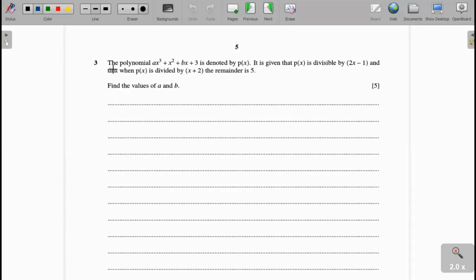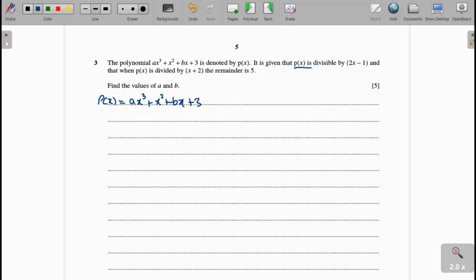Question 3. The polynomial ax cubed plus x squared plus bx plus 3 is denoted by p of x. It is given that p of x is divisible by 2x minus 1. When p of x is divided by x plus 3, the remainder is 5. Now find the value of a and b. Here the polynomial is given. Now we write p of x is equal to ax cubed plus x squared plus bx plus 3.